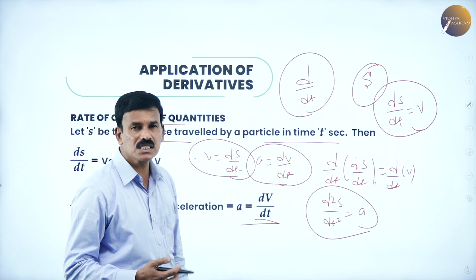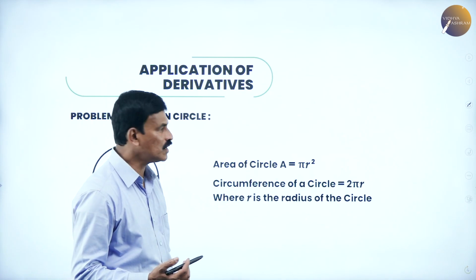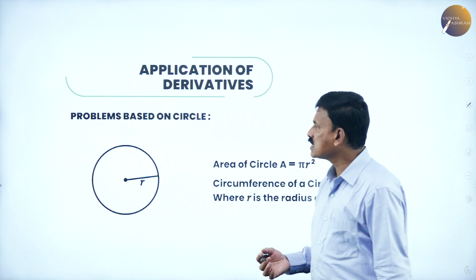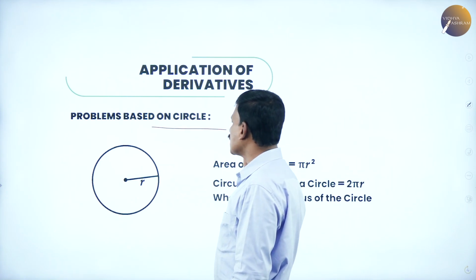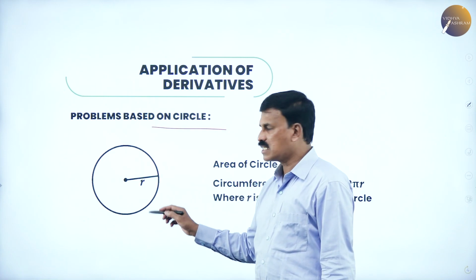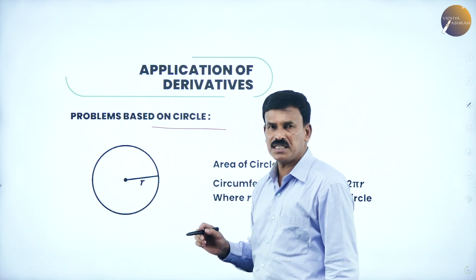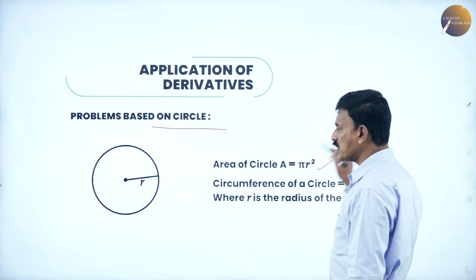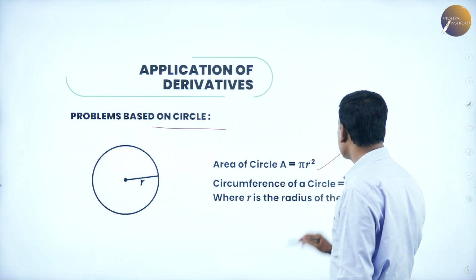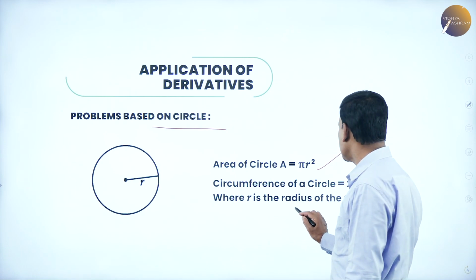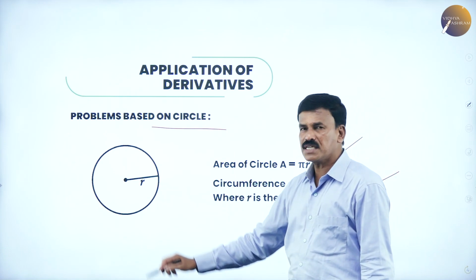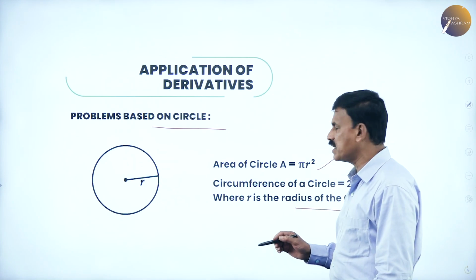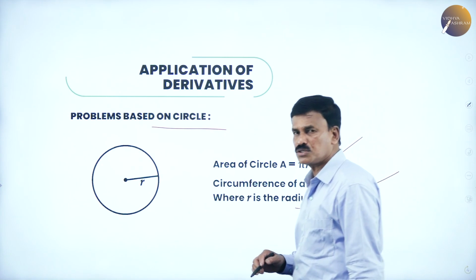Now, based on this concept, let us come to the first problem, based on the properties of circles. Now problems based on circles. Let us consider a circle with O as center and r as the radius. You know the area of a circle is given by area is equal to pi r square, and the circumference of the circle is given by 2 pi r, where r is the radius of the circle.